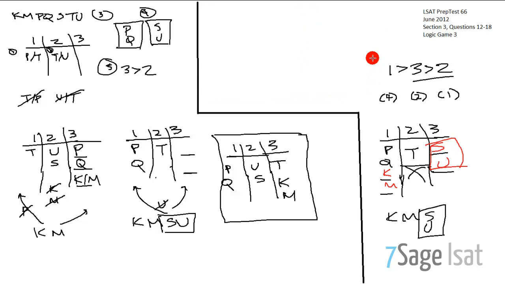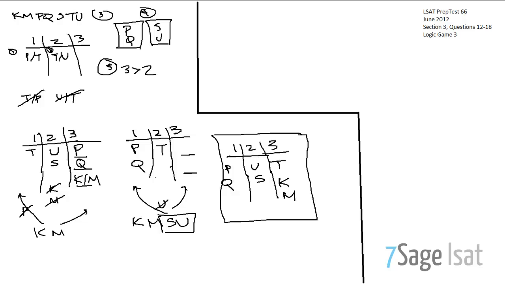Alright, let's go ahead and clear all of this and keep going. Next question. Next question is 14. Which of the following must be false? So since they don't give us any new information, this is something that we should be able to answer just from our inferences here. Right?